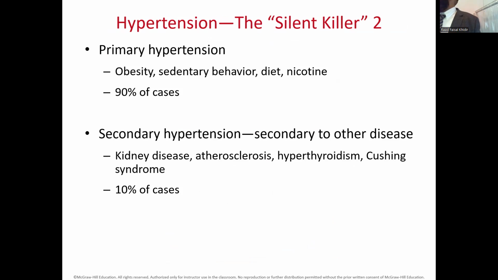Like you have kidney failure and you're losing all the proteins. And when you're losing all the proteins, it's going to cause an osmotic imbalance, and that's going to disrupt your blood pressure equilibrium. That's going to increase the blood pressure, as well as atherosclerosis, hyperthyroidism, and Cushing syndrome.